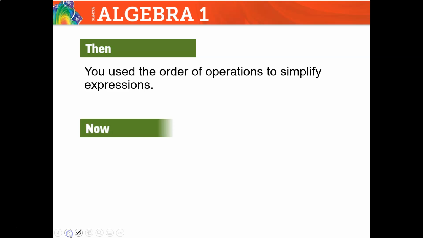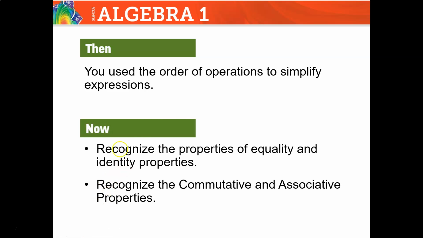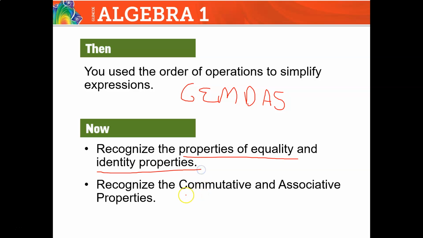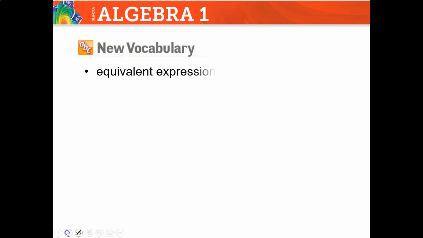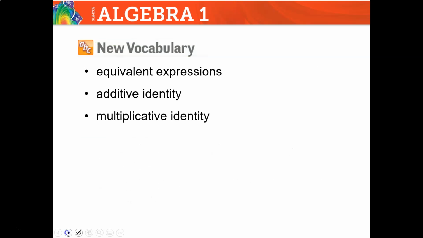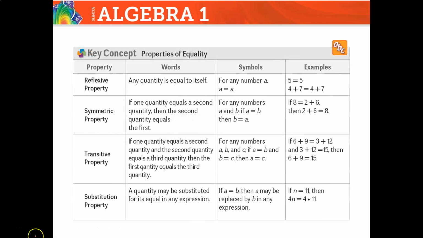Okay, what are you trying to learn today? We've used order of operations, which we call GEMDAS. And now we're going to talk about the properties of equality and identity and commutative and associative. Remember, you can pause the video at any time to take your notes. So someone should be pausing the video as we go so you guys can keep up. We have a few new vocabulary words. Let's go over them.